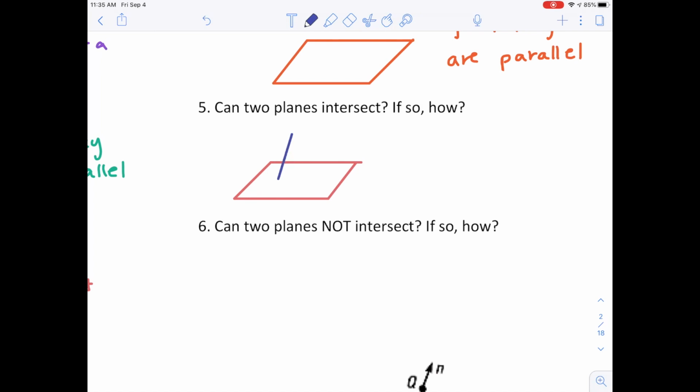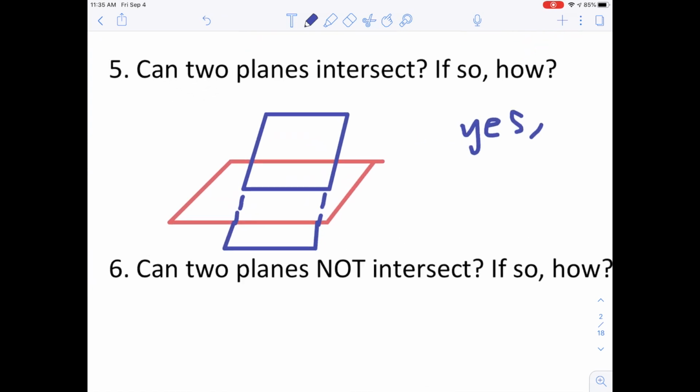So this might be a little bit beyond what some people are able to imagine on day one. But it's like you have a piece of paper and then you have another one that's sticking straight out of it, and it actually goes through to the other side of the piece of paper. That is the way that two planes would typically intersect. So yes. Now, how is it possible?